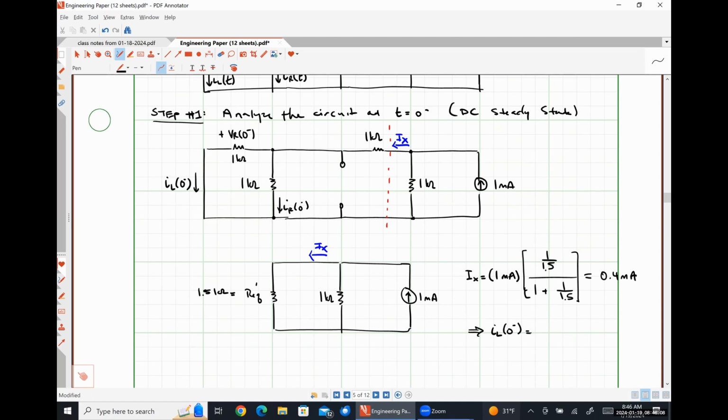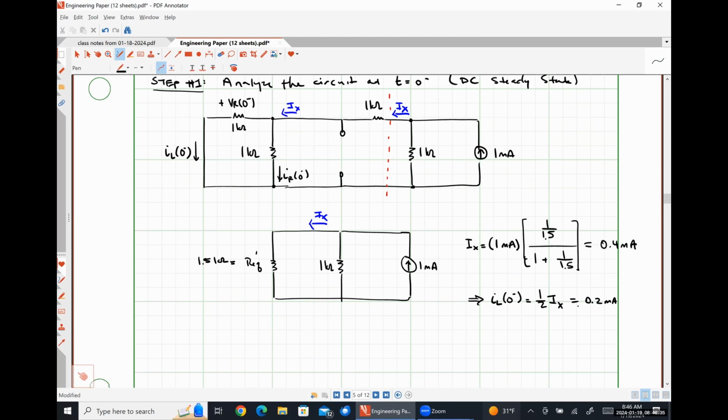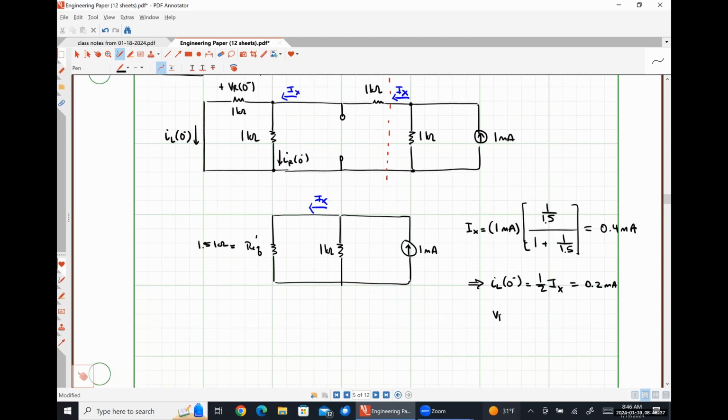Right. So effectively, all of our current IX is going to hit this network that contains two 1 kilo ohm resistors in parallel. So we should easily be able to see that that current is just going to split in half as it flows down each of those paths. So IL at 0 minus should be 1/2 of IX, or 0.2 milliamps.